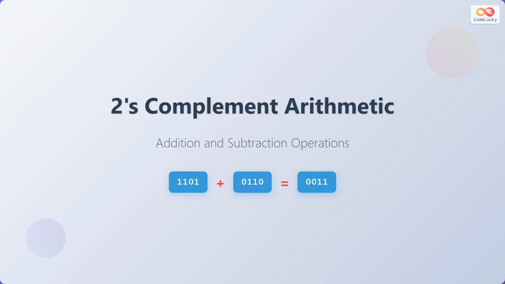2's complement arithmetic involves performing addition and subtraction operations on binary numbers, represented in 2's complement form. In this slide, we see an example of a binary addition. The binary number 1101 is added to 0110, resulting in 0011.